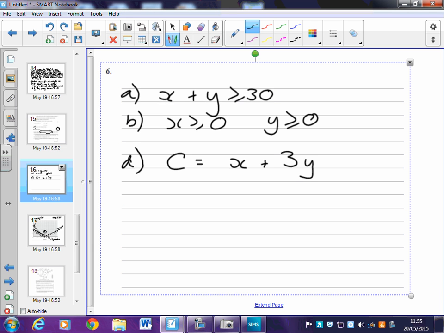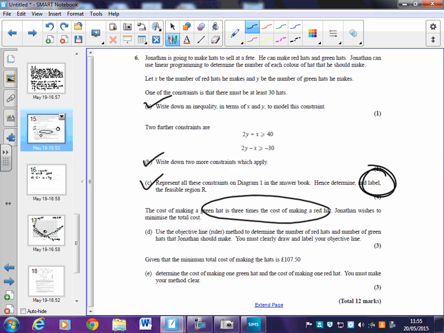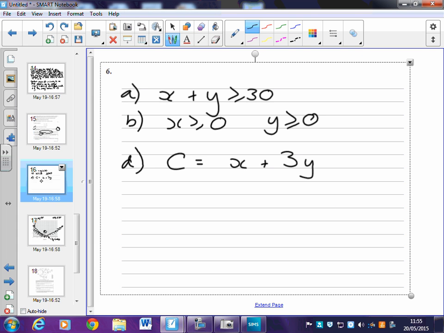So the cost is equal to x plus 3y, because however many y's you make, you have to times that by 3 to see how much they cost to make. Is that the right way around? Yes. Okay. Alright, so that is my objective function that I am trying to minimize. I need to use the ruler method, so I have to draw a line. So to draw a line, I need to make this equal to something.